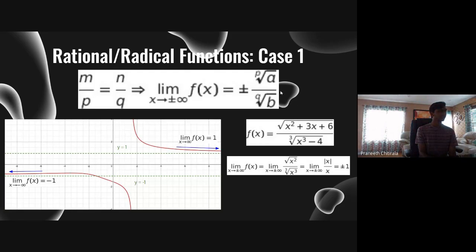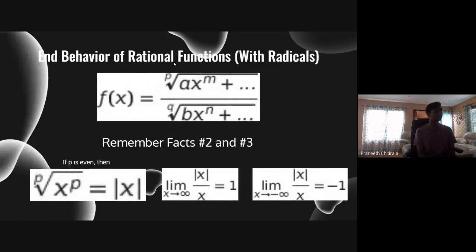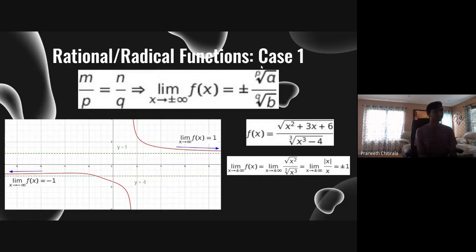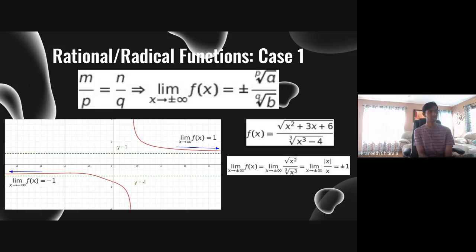So this limit is going to be a little difficult to explain, but you also have to take the root of a and the root of b as well. So that's how you get this constant right here. If m over p is equal to n over q, then the limit as x approaches plus or minus infinity of f of x is equal to plus or minus the p-th root of a over the q-th root of b.